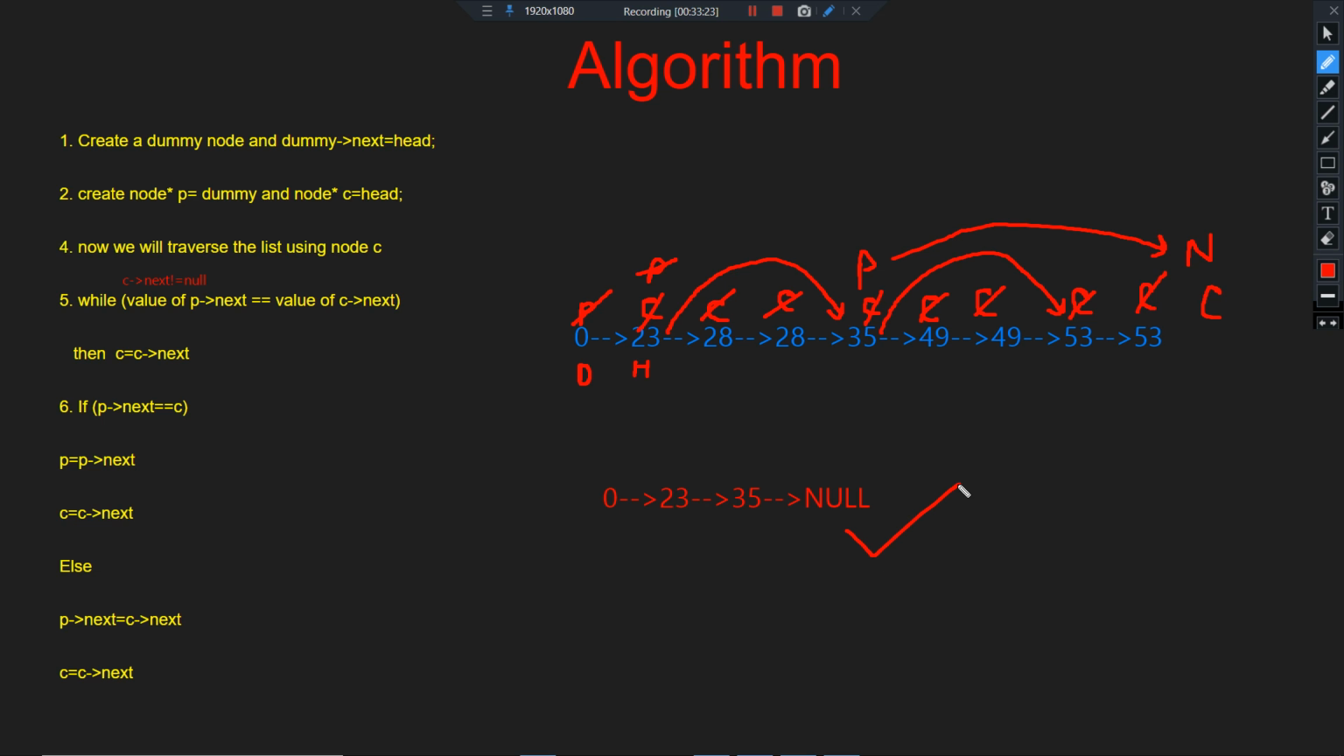So clearly we can see here 23, then 20, 28, these are the duplicate values, then 35, then 49, 49 are duplicate values, and 53, 53 are the duplicate values. So here we will return this pointer. If this is our head pointer, we will return head's next to the answer. Now look at the code to become more clear.